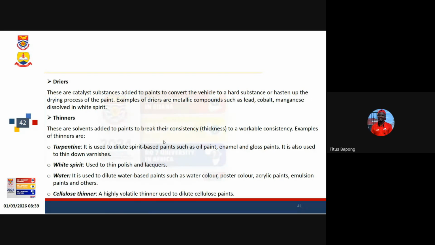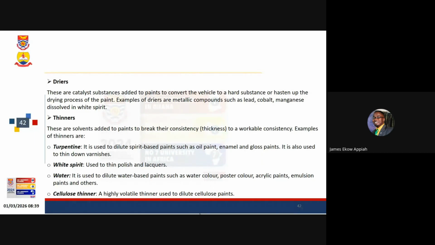The cellulose paints and thinners. When we talk of the cellulose paint, we are referring to the paint that we normally use in spraying cars. It dries faster than the normal oil paint because of its diluent that they use, as we call it, cellulose thinner. So we have cellulose thinner, which is normally used to make cellulose paint. The main characteristic is that it dries faster and it's very hard and resistant to scratch. That is why we normally use it when we want to spray cars. I hope it is clear.